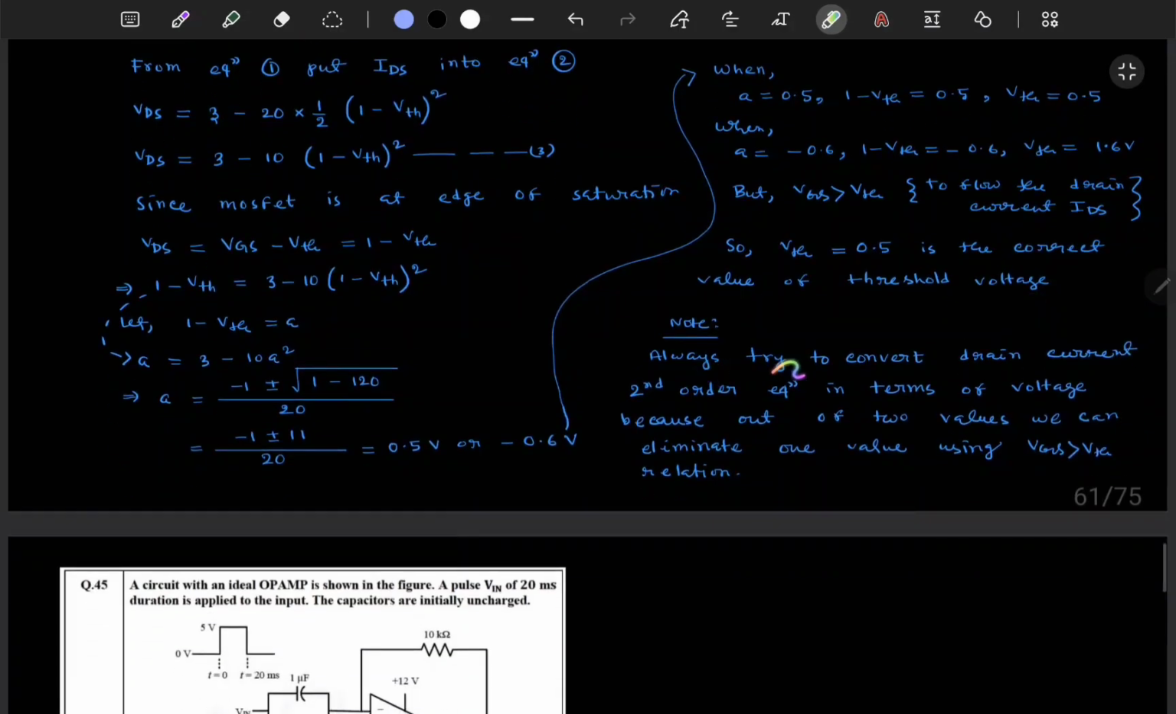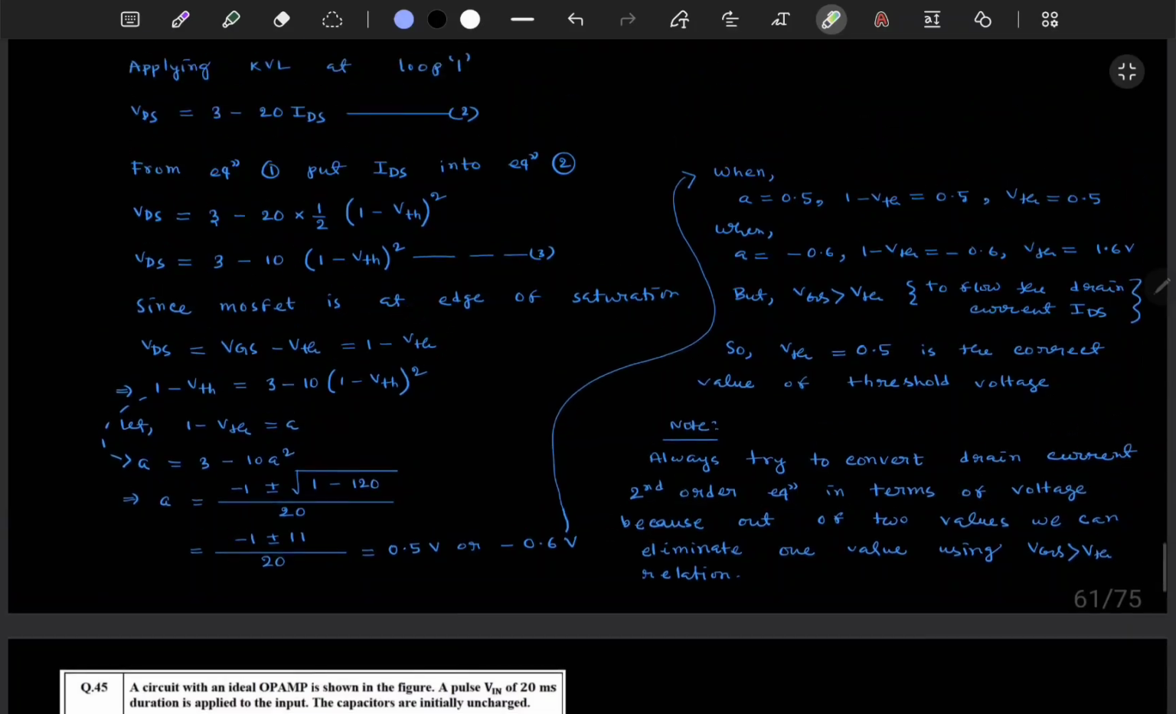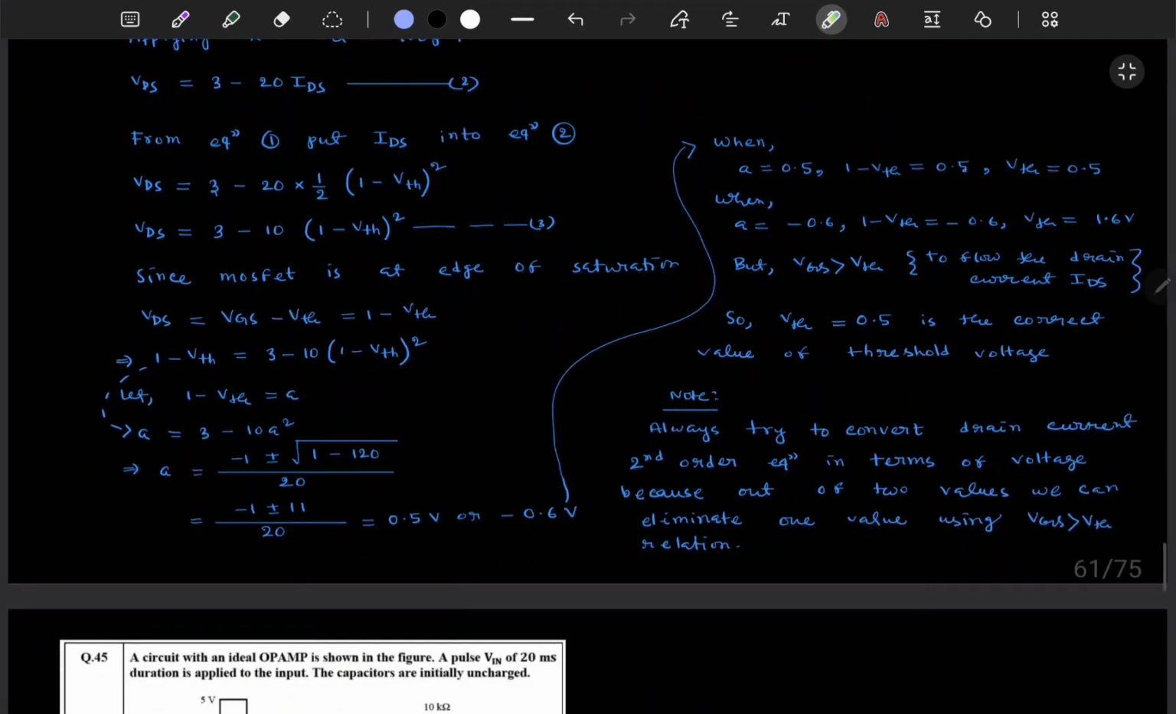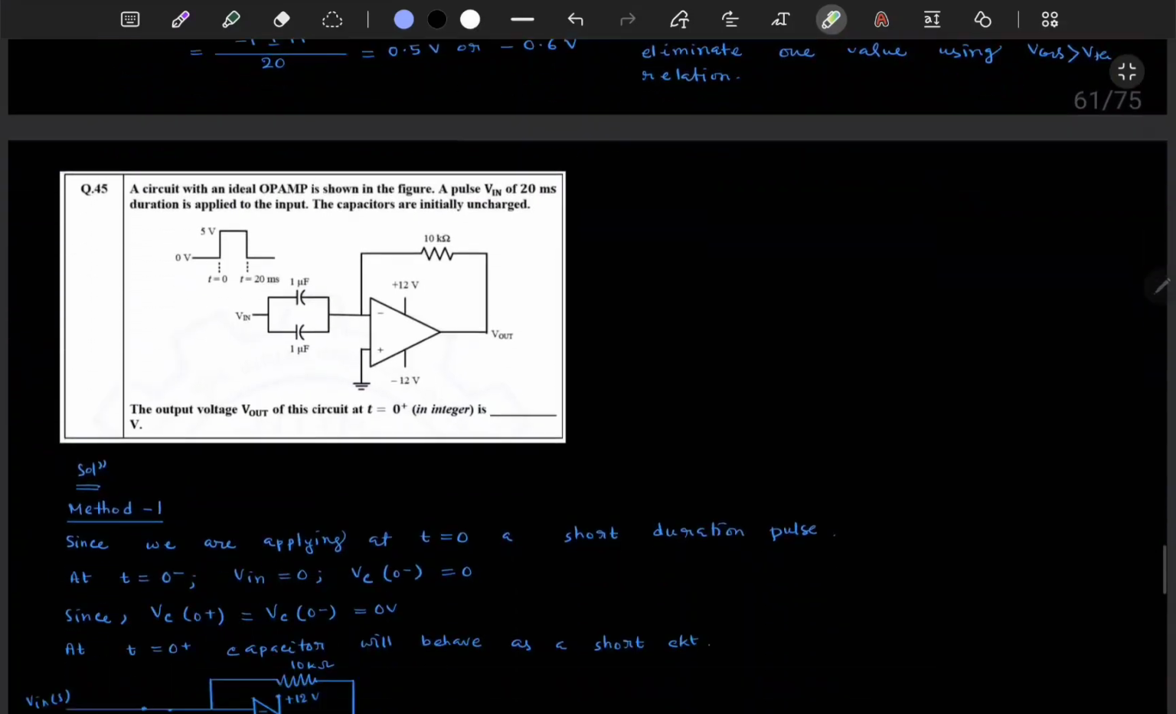Now notice, always try to convert the drain current second order equation in terms of voltage. We are converting here in terms of voltage, especially threshold voltage, because out of the two values we can eliminate one value using the VGS minus VTH relation. Now next question.